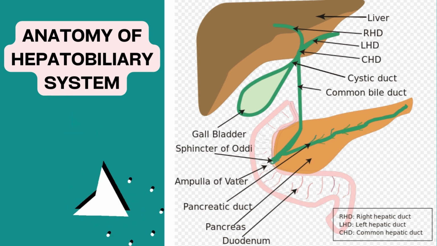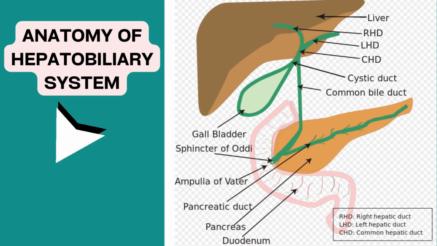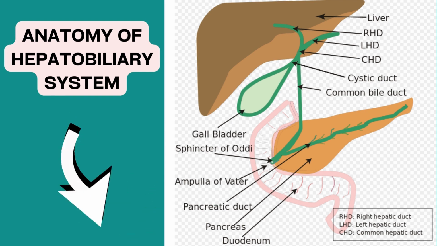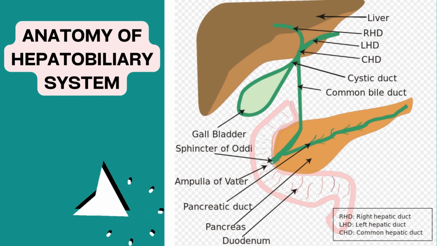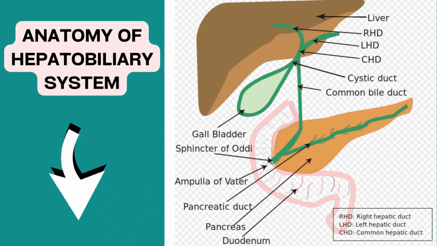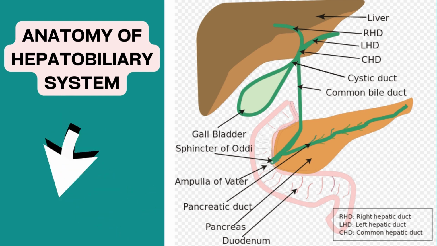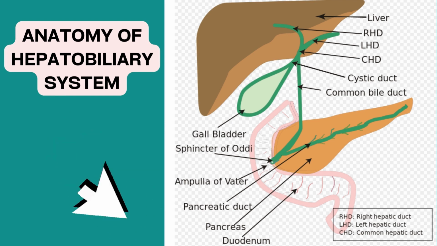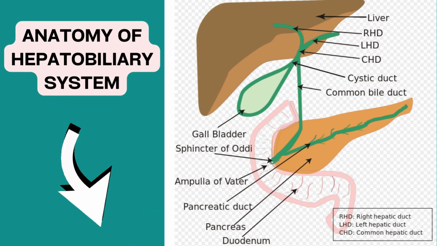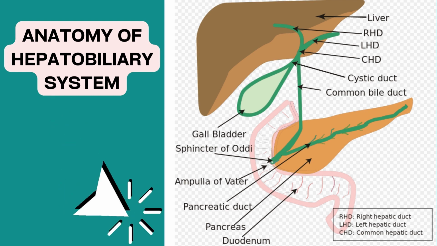If you look at the gallbladder, you can see a duct coming out from it. This is known as the cystic duct. When the cystic duct and common hepatic duct combine, they form the common bile duct. The common bile duct then enters the head of the pancreas and joins with the pancreatic duct to form the ampulla of Vater, which then opens into the descending part of the duodenum via the major duodenal papilla, which is controlled by the sphincter of Oddi.